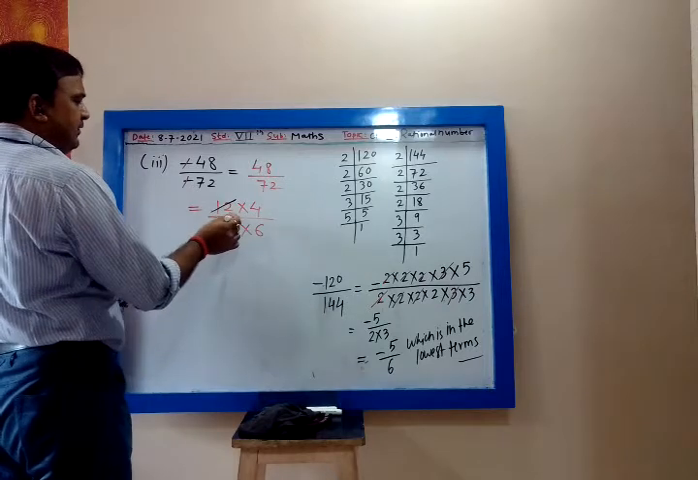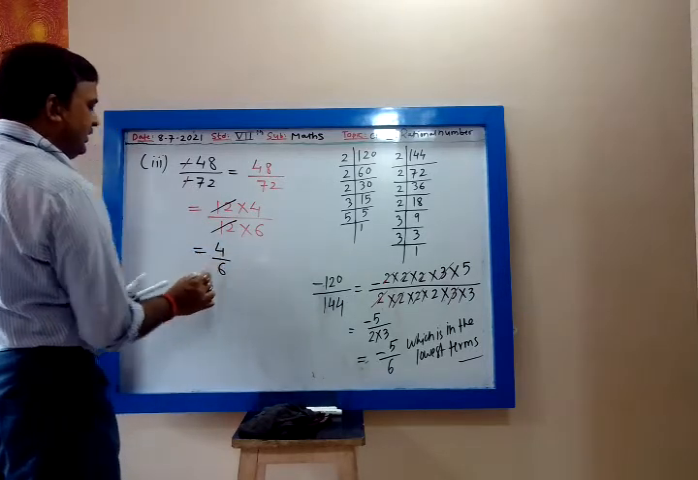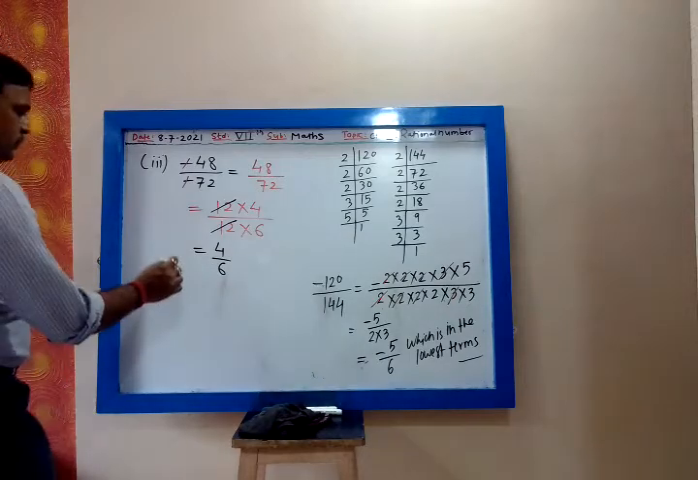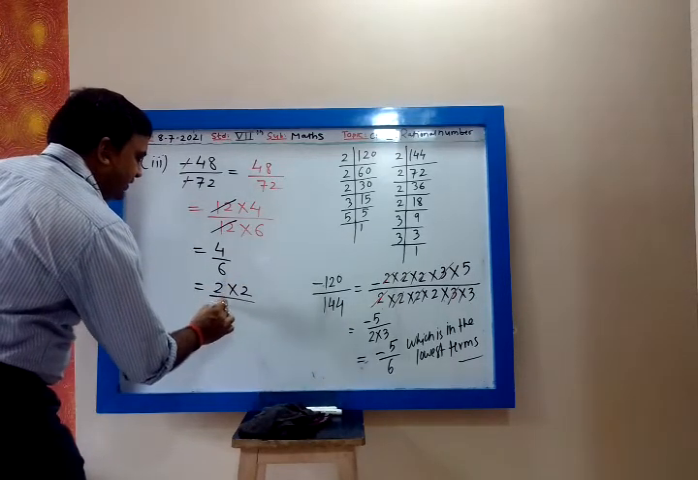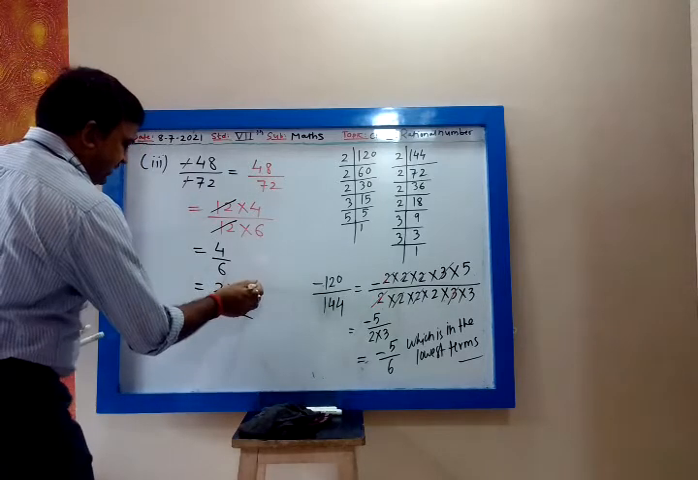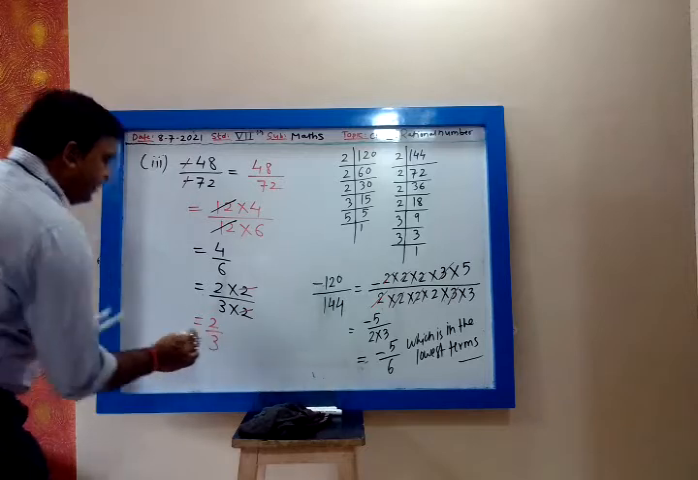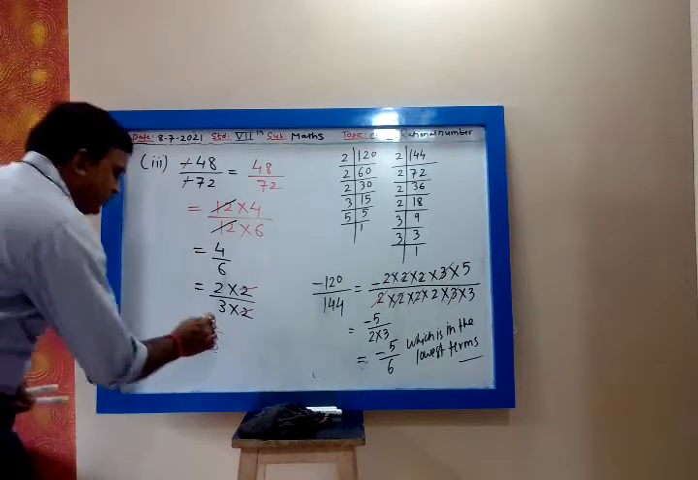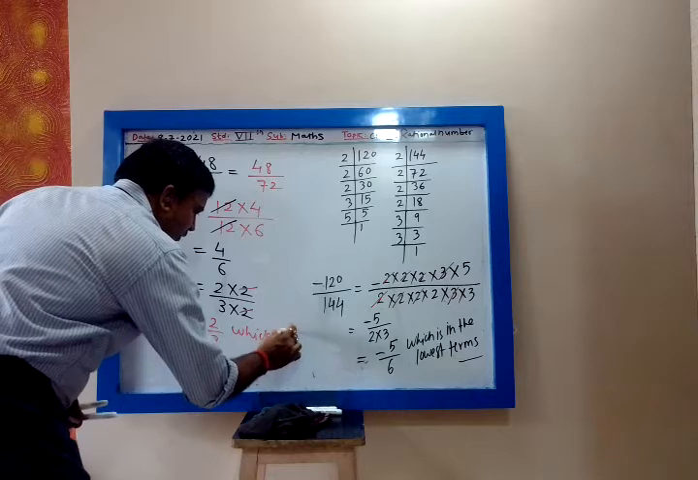You can go for prime factorization also, that is 4 upon 6. But 4 upon 6 you can still cancel. 4 you can write as 2 twos are 4, 6 as 3 twos are 6. Again 2 and 2 get cancelled. So that is 2 upon 3. And the minus and minus signs get cancelled. Okay, so 2 upon 3, which is in the lowest terms.